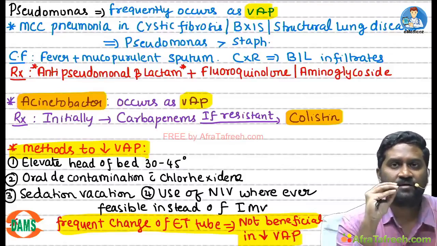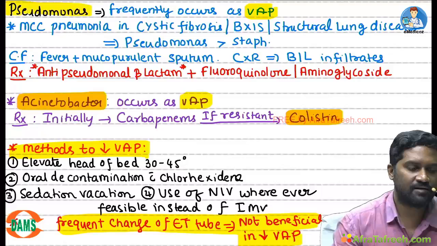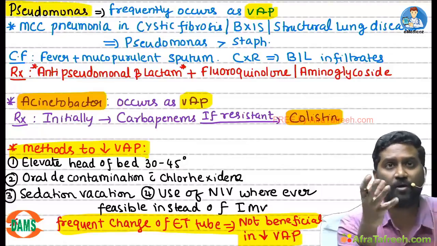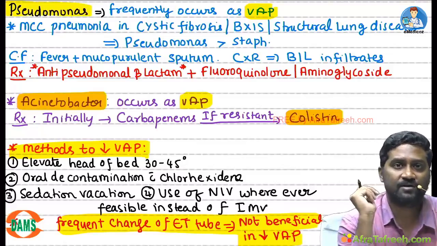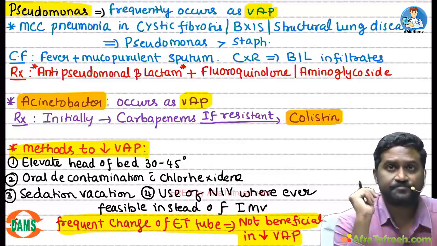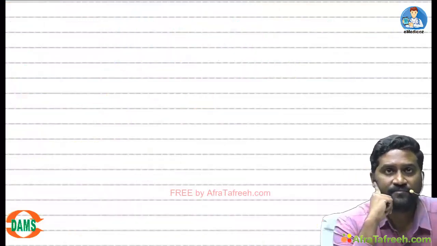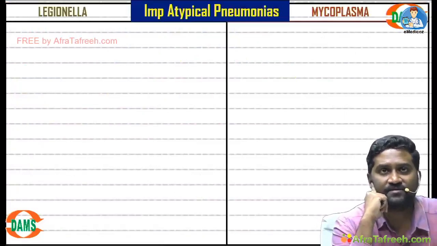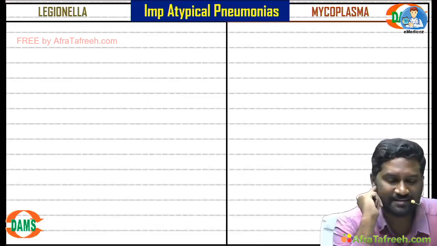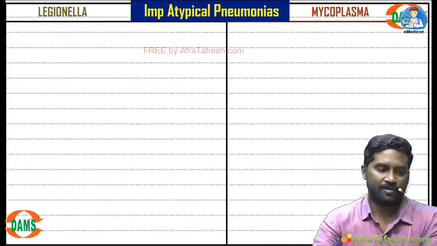So in this slide we have discussed ventilator associated pneumonia, the mechanisms, how to avoid it, and the common organisms, what to give for Pseudomonas, what to give for Acinetobacter. Now let us see common atypical pneumonias. We will discuss them in the same way we discussed typical pneumonias, in the form of a table. On one side Legionella, on the other side Mycoplasma.